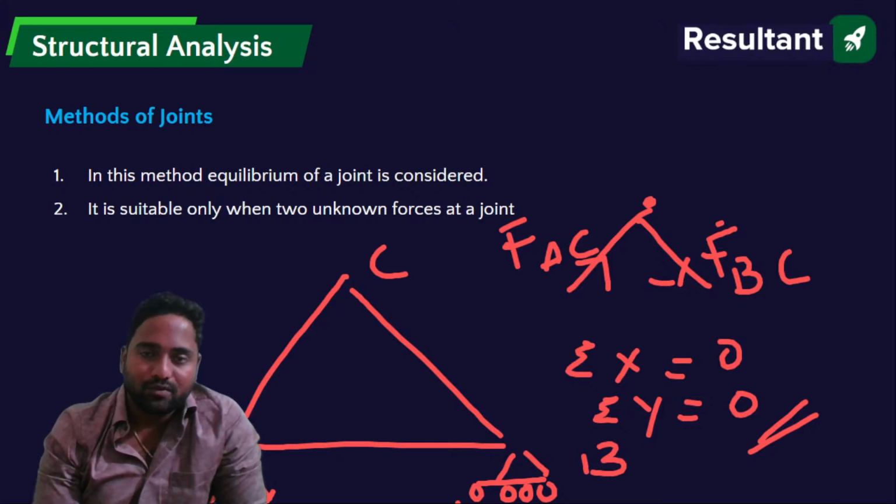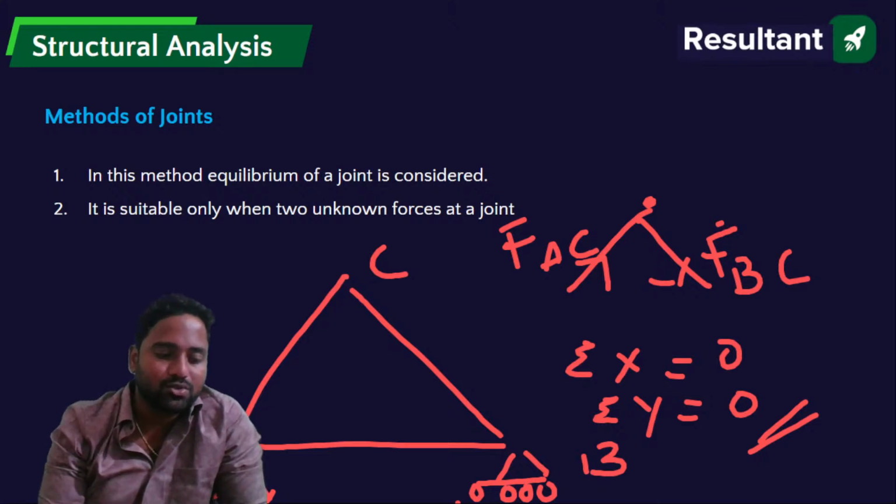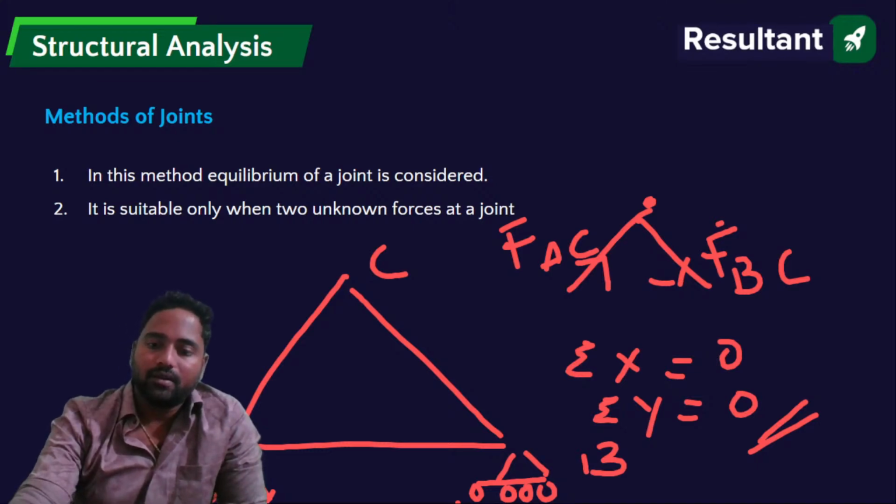So in method of joints, we are going to consider equilibrium of each and every joint, and we can only find two unknown forces. Why? Because there are only two equations of equilibrium. No comments? Fine. I'll go to the next slide.